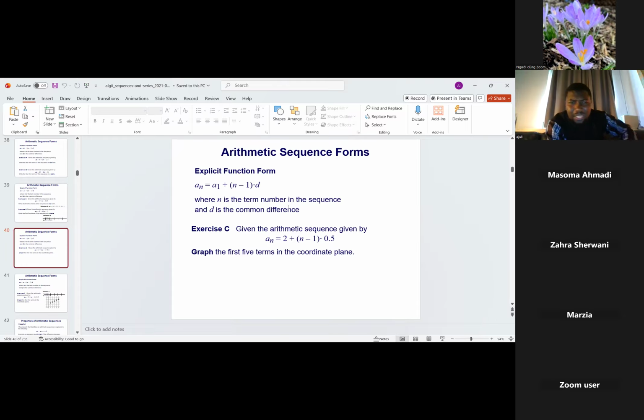Do you have calculators with you? Maybe I will want you to use the formula this time around to find the first 5 terms of this sequence.